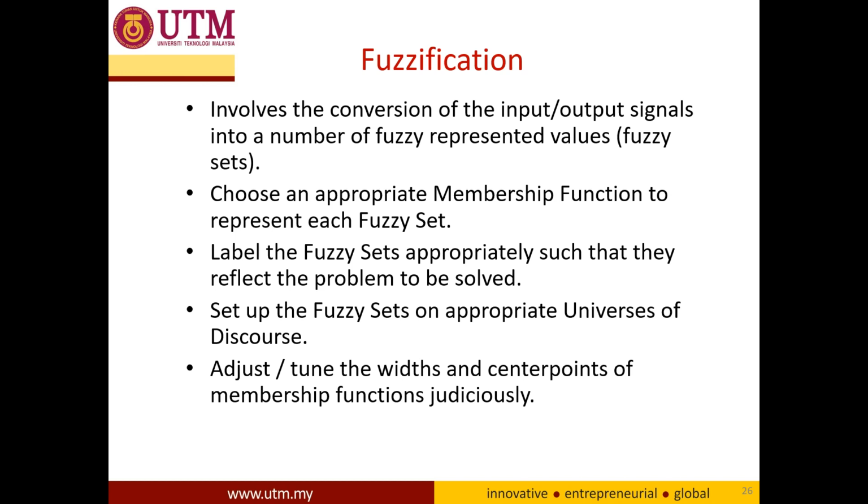Some examples of membership functions, as we have seen in module 2, would be the gamma function, the L function, Gaussian, and so on. And you have to set the range of these membership functions. You have to determine the width and center points of the membership function judiciously. In the beginning you just set some values, and once you simulate and obtain results which are not so satisfactory, you have to adjust the width and the center points of the membership functions so that you get better results.